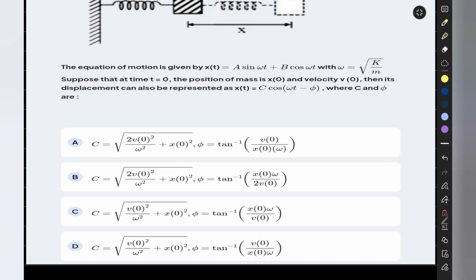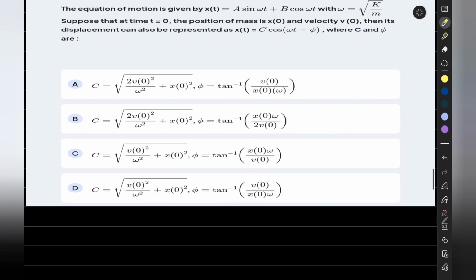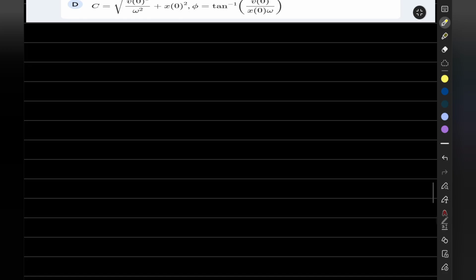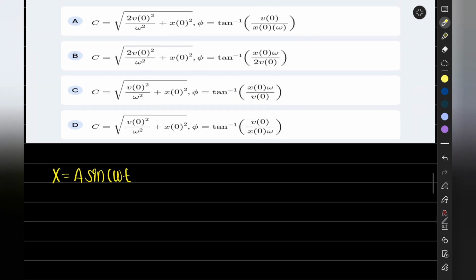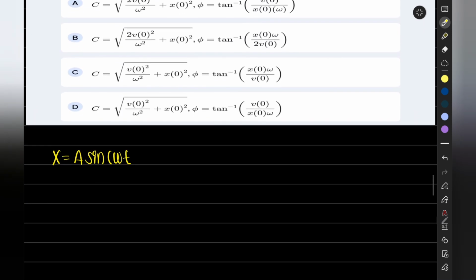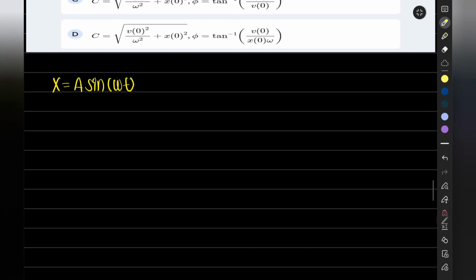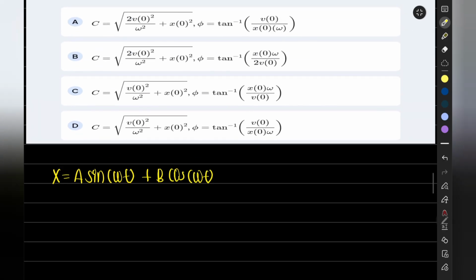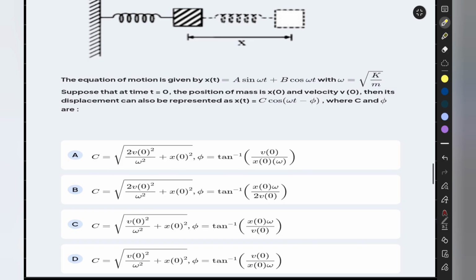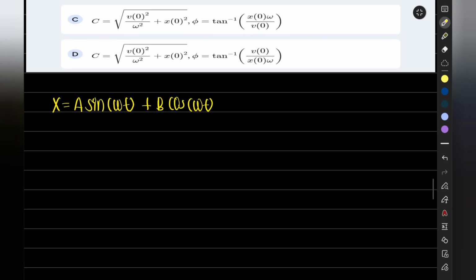So I'm going to write the equation which we have been given in the question, and the given equation is basically x equals a sin omega t plus b cos omega t. So x equals a sin omega t plus b cos omega t. This is the equation we have.